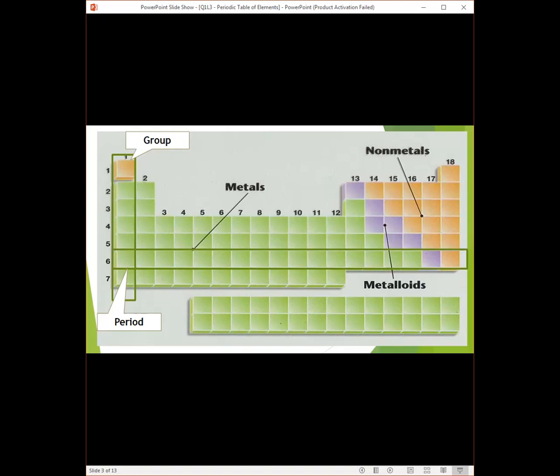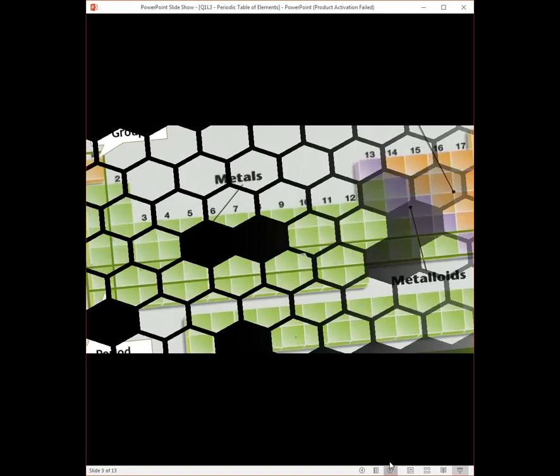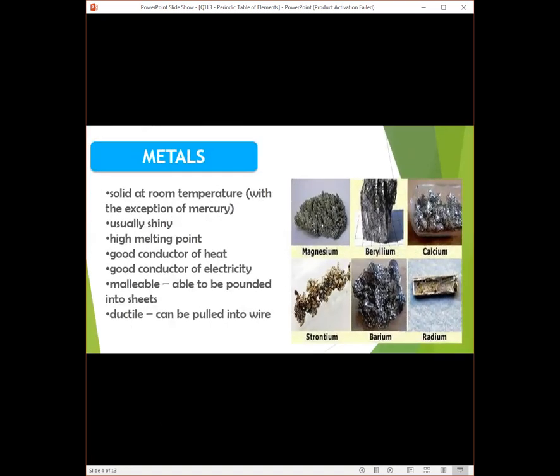Identifying the position of the element in the periodic table is easy if we will just base it according to the group number and the period number. Aside from being classified into groups and into periods, elements are also classified according to their properties. Now, based on their properties, we could classify them based on being metals, nonmetals, and metalloids. Now, let's talk about metals.